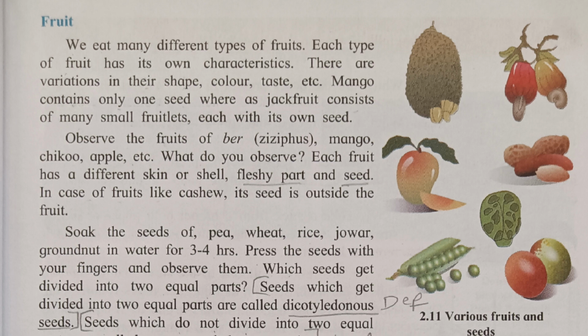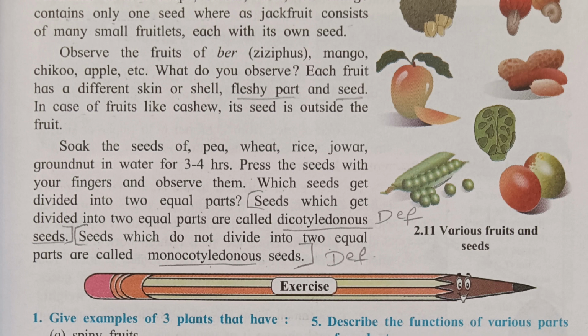Soak the seeds of pea, wheat, rice, jowar, groundnut in water for 3 to 4 hours. Press the seeds with your finger and observe them. Which seeds get divided into two equal parts? Seeds which get divided into two equal parts are called dicotyledonous seeds. Seeds which do not divide into two equal parts are called monocotyledonous seeds. Mark both definitions. It is a very important definition.